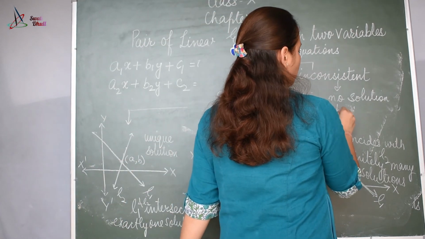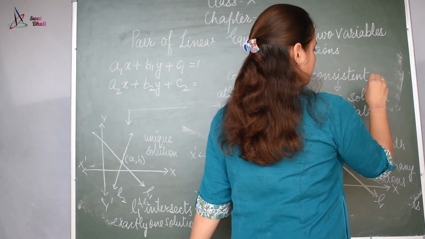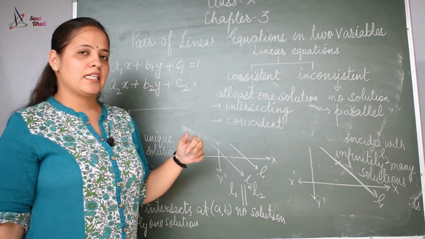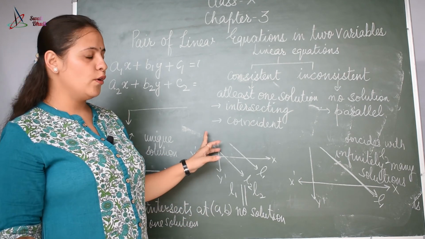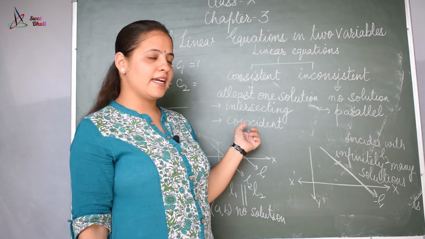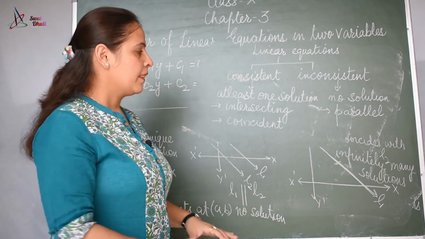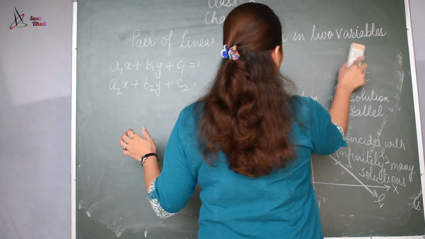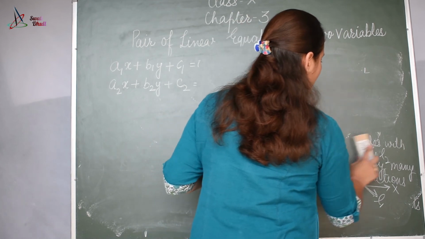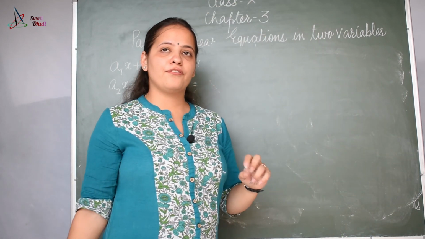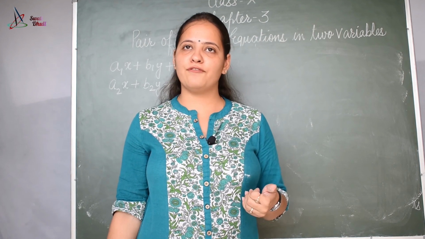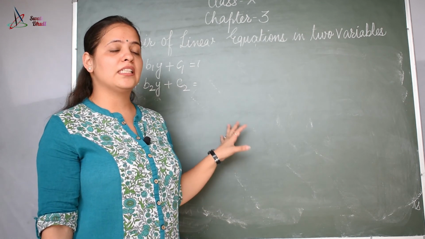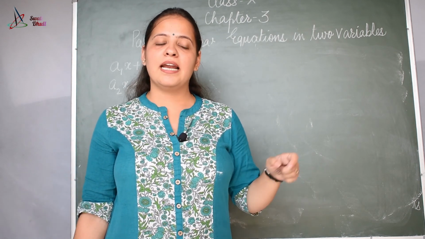So you can tell whether the system of linear equations is consistent or inconsistent by looking at whether the lines are intersecting or coincident, or the lines are parallel. For this, you are given, let's say, any kind of word problem. First you have to convert it into linear equations in two variables, and then you can draw the graph by finding the solutions.